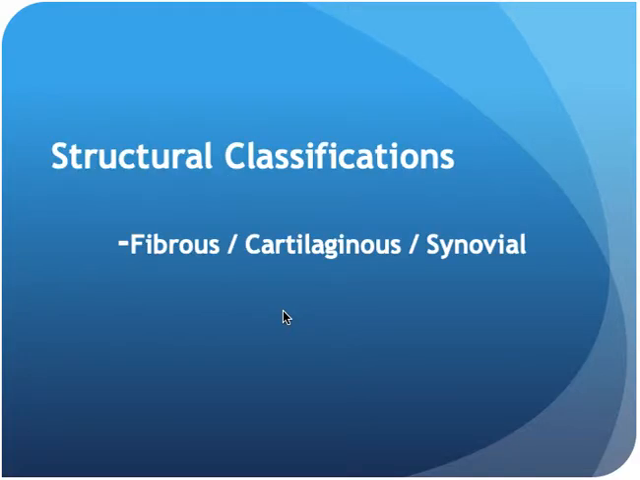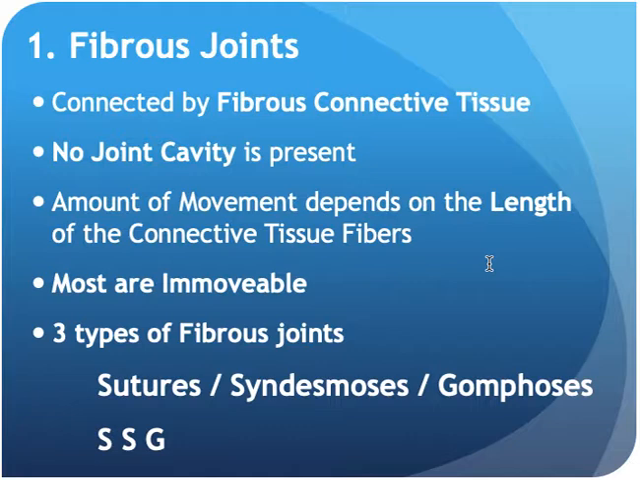Now we get to our structural classifications, and again we have three: fibrous, cartilaginous, and synovial. A fibrous joint, as you can tell by the name, is connected by fibrous connective tissue. There's no joint cavity. The amount of movement depends on the length of the connective tissue fibers. Most of these are immovable. There are another three types of fibrous joints, so I'm putting everything into nice categories and I want to make sure I can list everything.